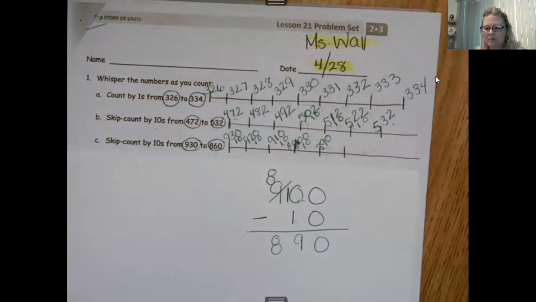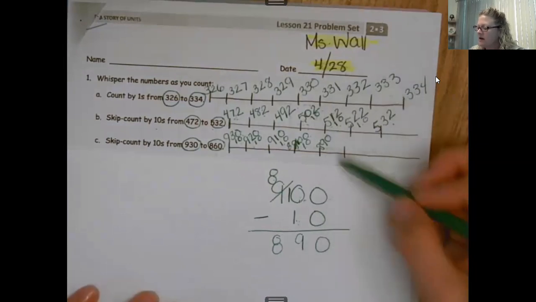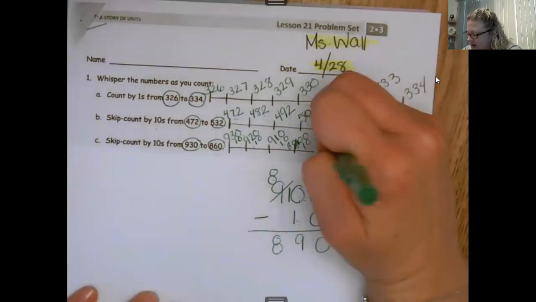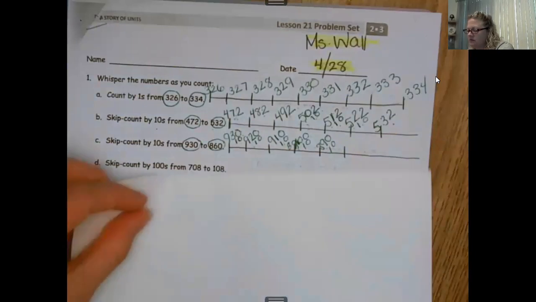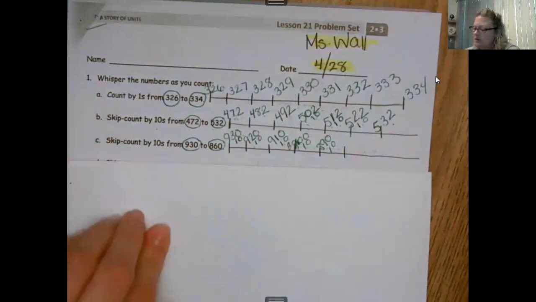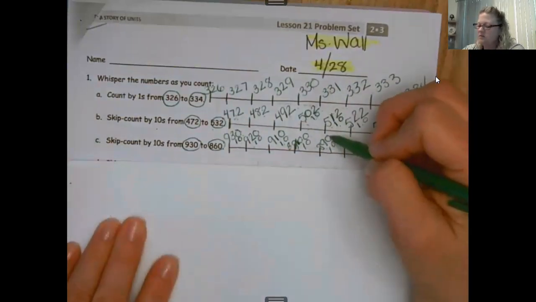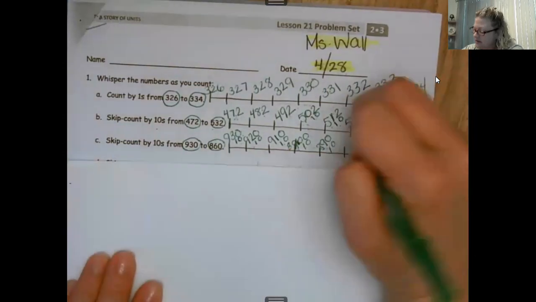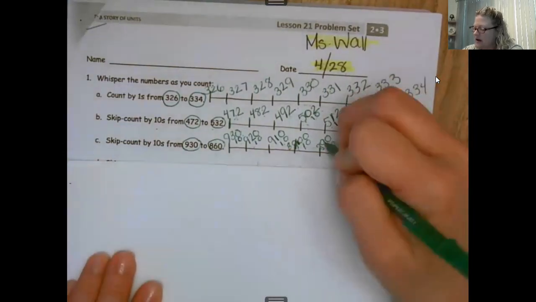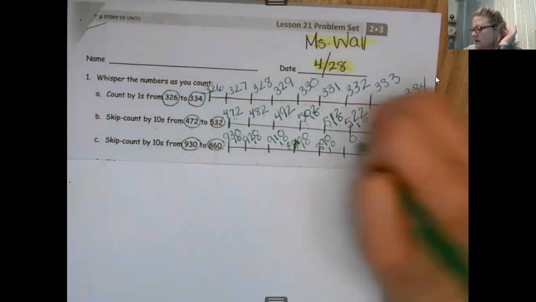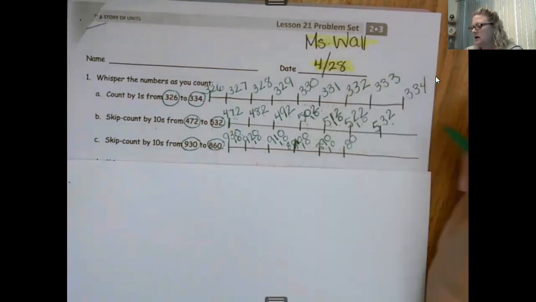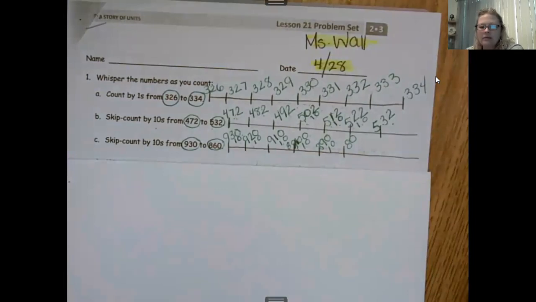Hopefully you can see that better. Don't stress about that. We'll work on it. We'll practice more later on at another time, okay? All right. So now we have 890 take away 10, and I'm going to flip my paper over. There. 0 take away 0 is 0. 9 take away 1 is 8. And 8 take away nothing is 8. Good.